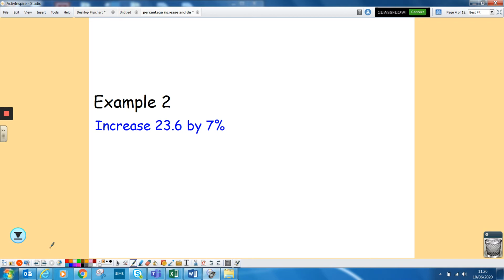Increase 23.6 by 7%. So again, we start off with 100%. That is the starting point for every question. We're increasing, so we add 7% on. That leaves us with 107%. So that is what our end value is going to be. It's going to be 107% of the starting value.